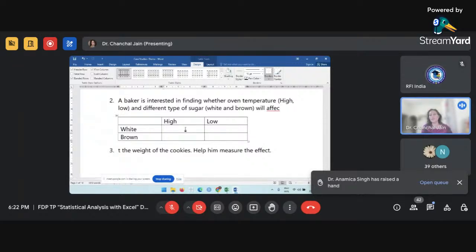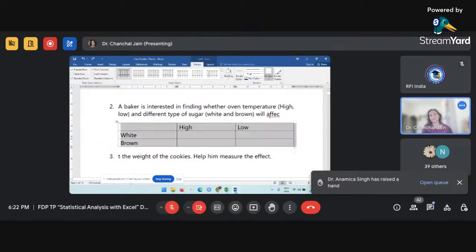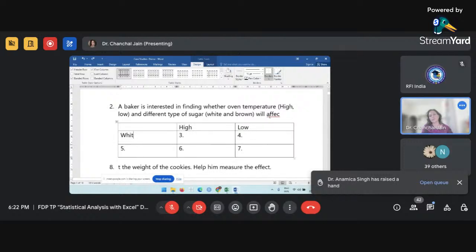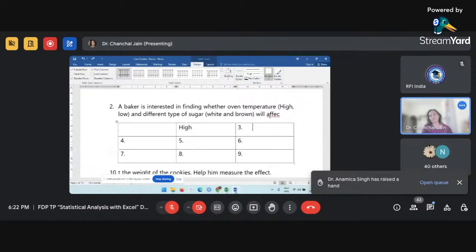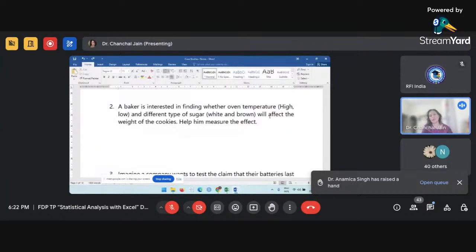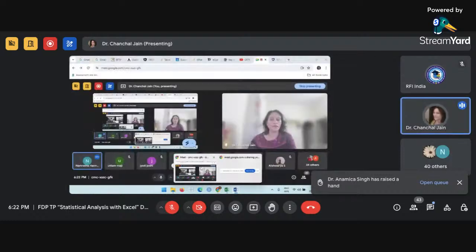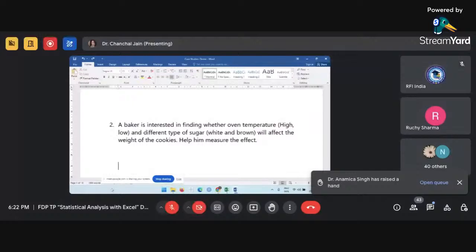And how many hypotheses will we create here if I go for this? Four hypotheses. Sir, why four? The combination. White and high. Four hypotheses: one for your temperature, one for your sugar, and one for the combined. Yeah, I think three is good. Three hypotheses we will create: two hypotheses for the main effects and one hypothesis for the combined or interaction effect, right?